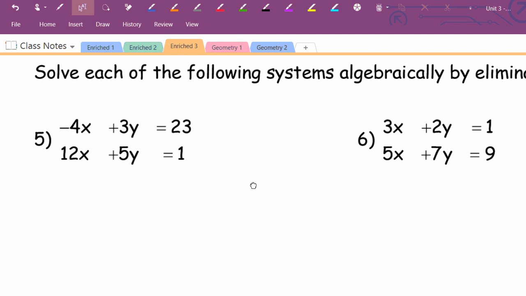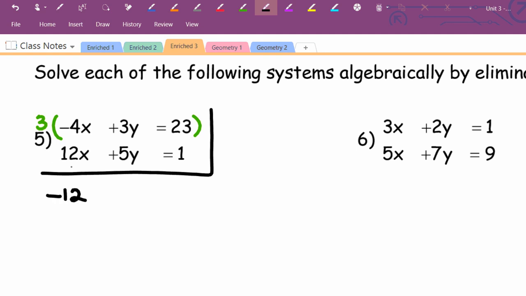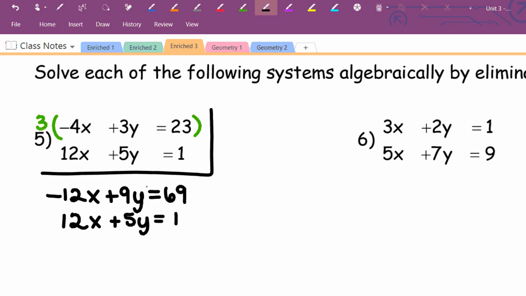Now, when you do that, my advice is always the same. Stop looking at the work from above. I even put a little line here to divide it off. What's the new first equation going to be? Now, from here, the second equation did not change. You've got 12x plus 5y is equal to 1.